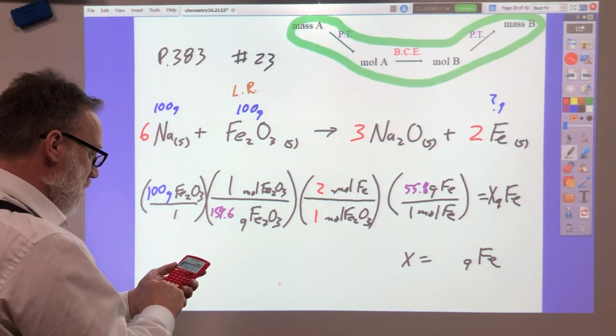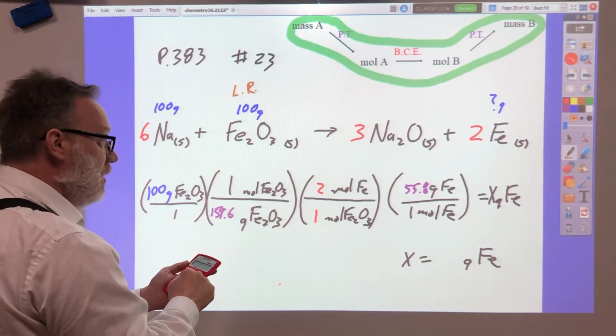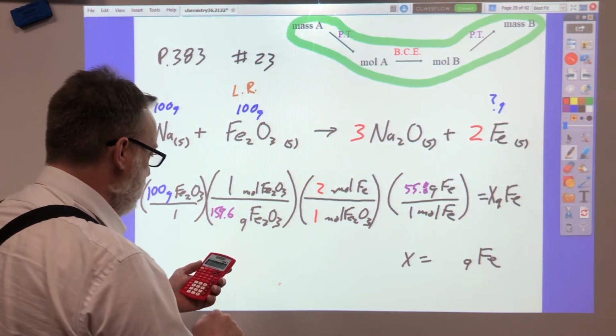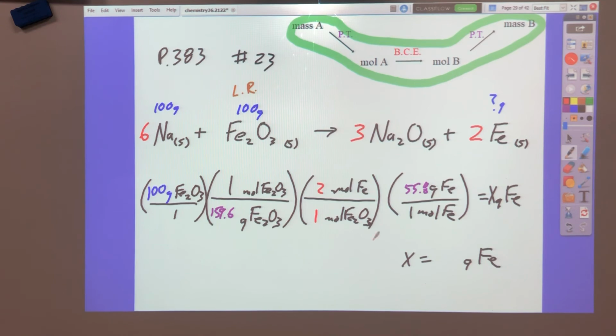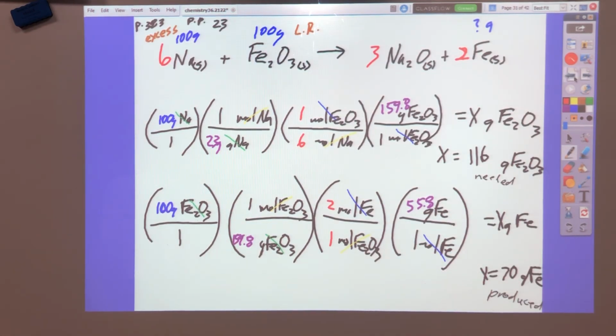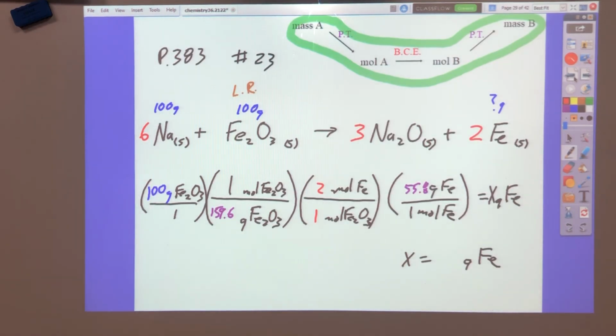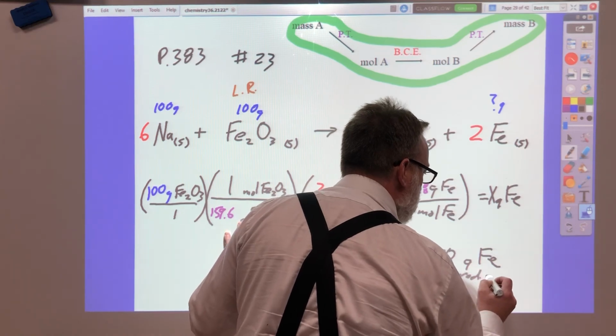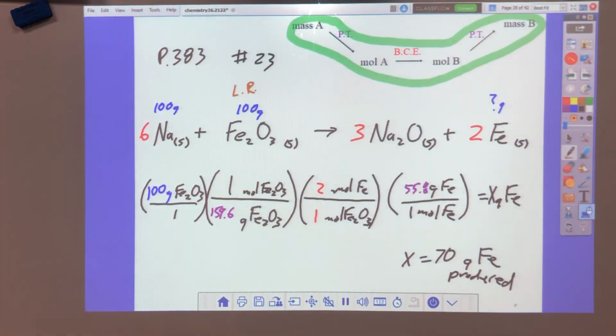So I have 100 times 2 times 55.8 equals, divided by 159.6 equals about 70 grams. About 70 grams produced. Okay. Now, let's say the mass of excess reactant that remains after the reaction is complete. Let's go to the next video.